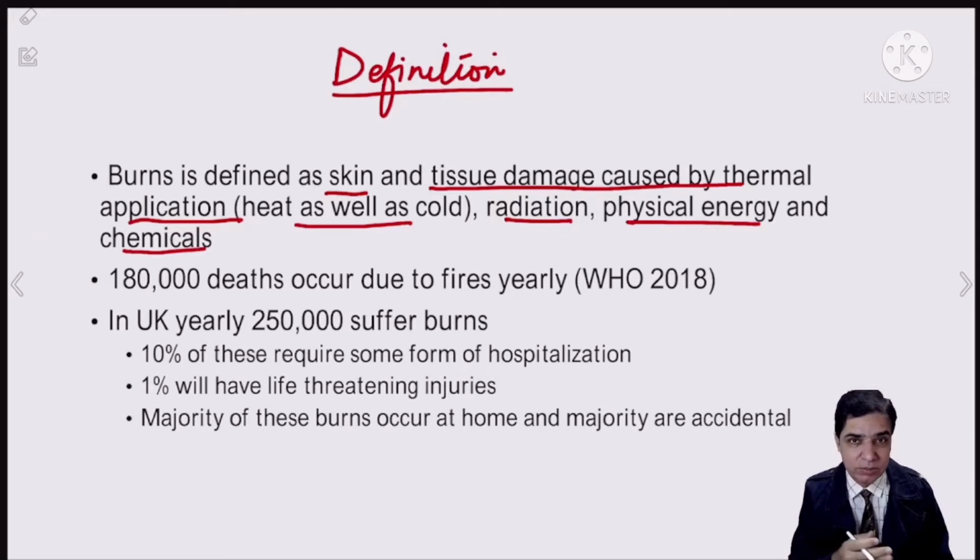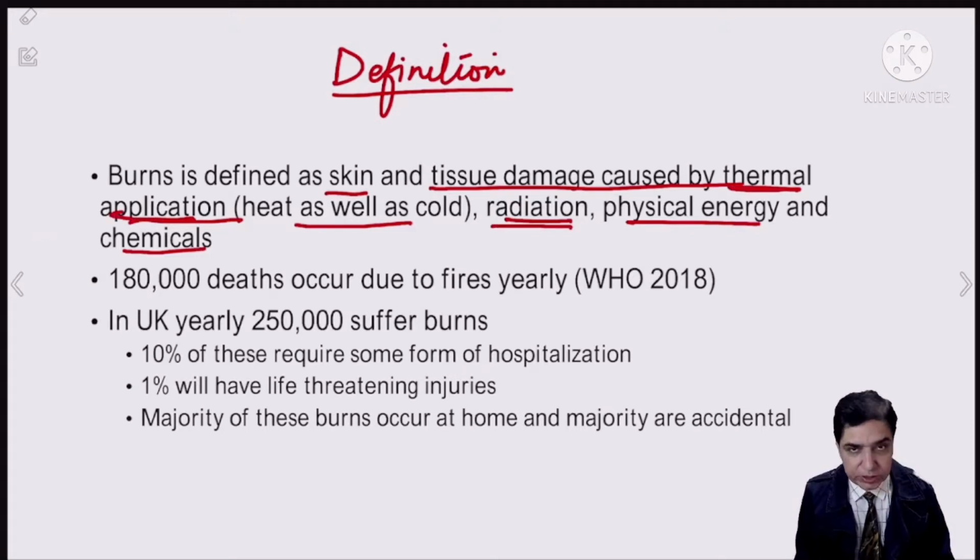So on one extreme it can be an extremely hot object or source, any source that is liberating a lot of heat. On the other hand, it could be an object which is extremely cold. So on both extremes, extremely hot and extremely cold, these are the two different extremes of thermal energy that can destroy the skin and associated tissue, resulting in burns. So one thing is that it can be caused by thermal application.